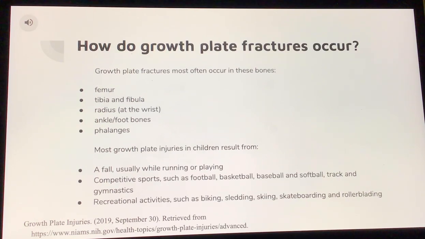And also in competitive sports, a lot of the repetitive movements in sports like gymnastics or baseball can cause growth plate injuries too, just from the constant pounding on the bones. And then also recreational activities such as biking, sledding, skiing, skateboarding, and rollerblading.